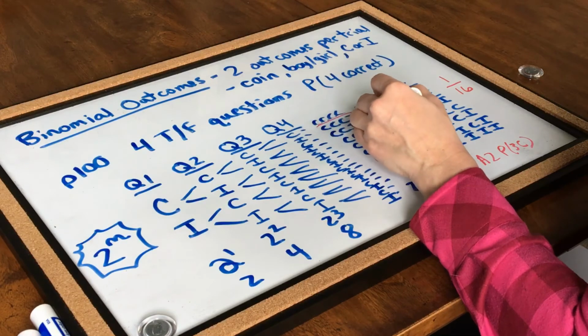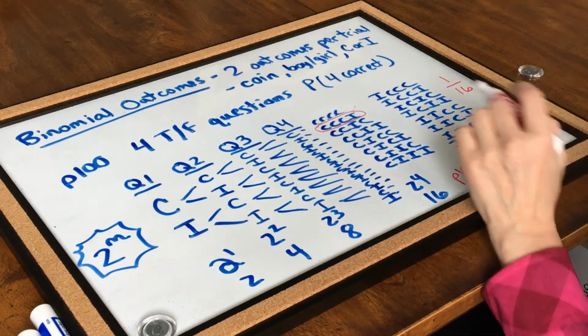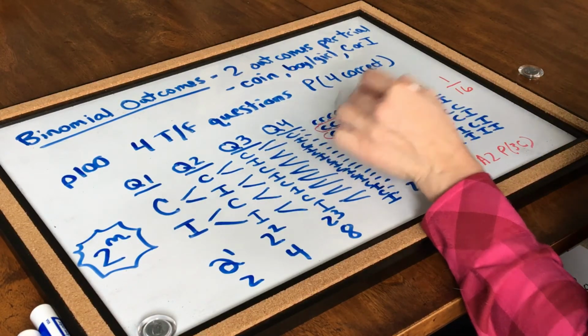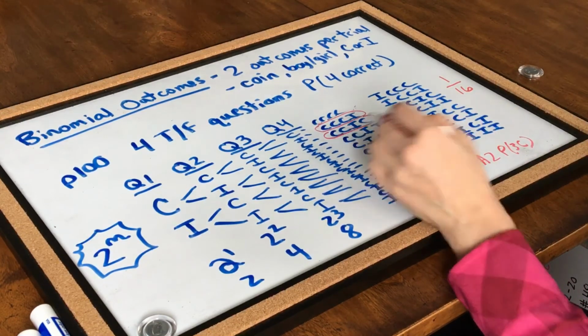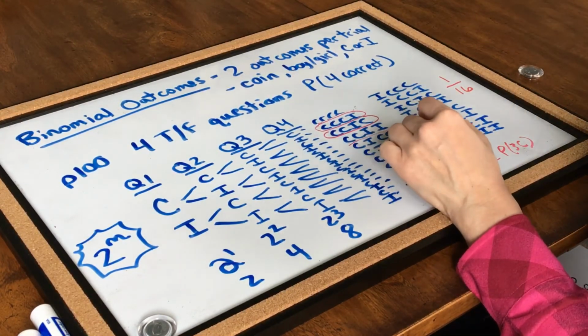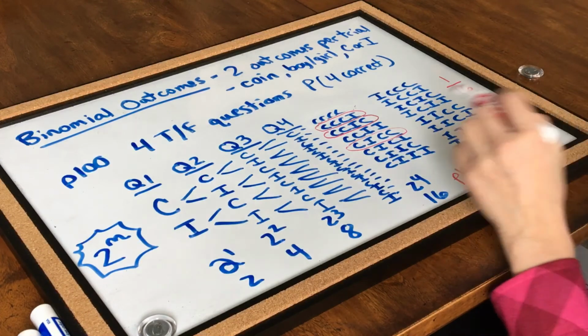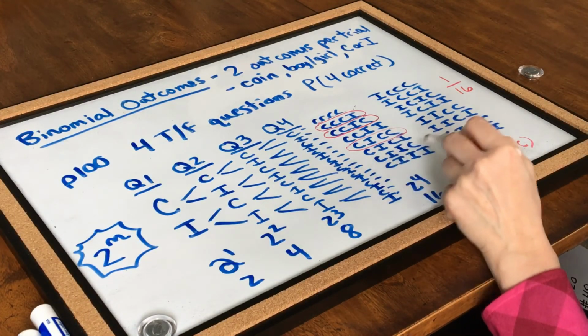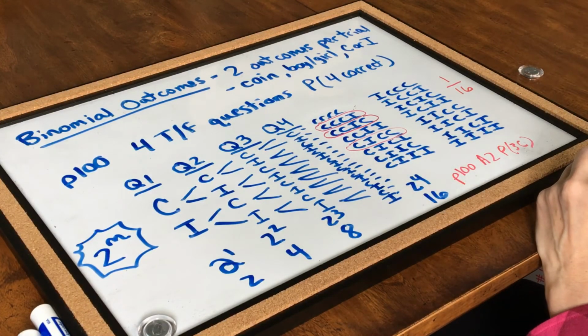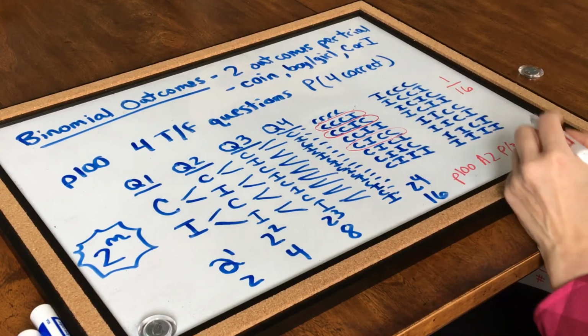So there's exactly 3 correct here. There's exactly 3 correct here. This one is not. There's exactly 3 correct over here. Okay, this one I've only got 2. This one only I've got 2. This one I've only got 1. Okay, let's take a look at the other side.